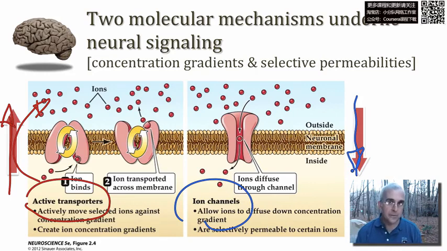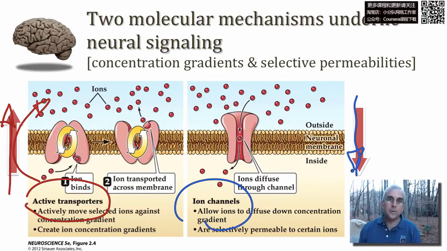So ion channels provide a means for dissipating the gradients that are stored by the action of ion pumps. So we've got two mechanisms here. We've got ion pumps and ion channels. The pumps establish concentration gradients. The channels explain the selective permeability of the neuronal plasma membrane to particular ions.